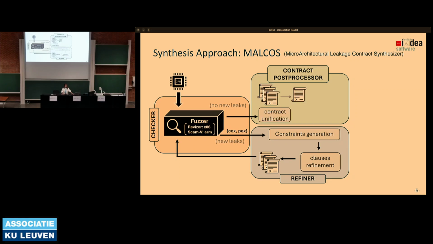Then we start with the contract post-processing, which is split into two parts. First, we use contract unification to set all the clauses into a single contract, and then contract minimization to remove clauses that can produce over-approximations, finally returning the learned contract.